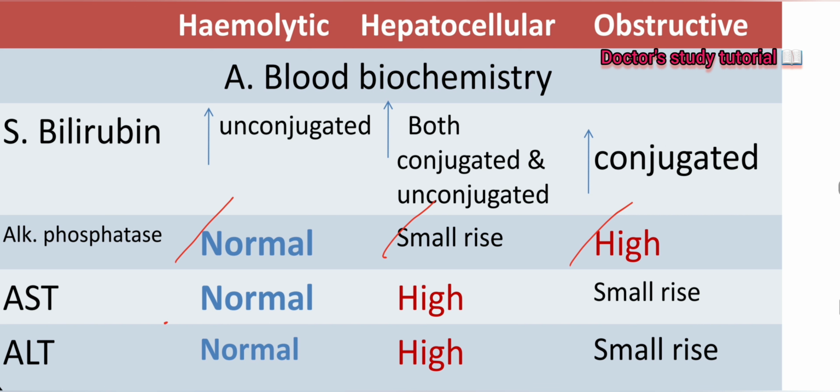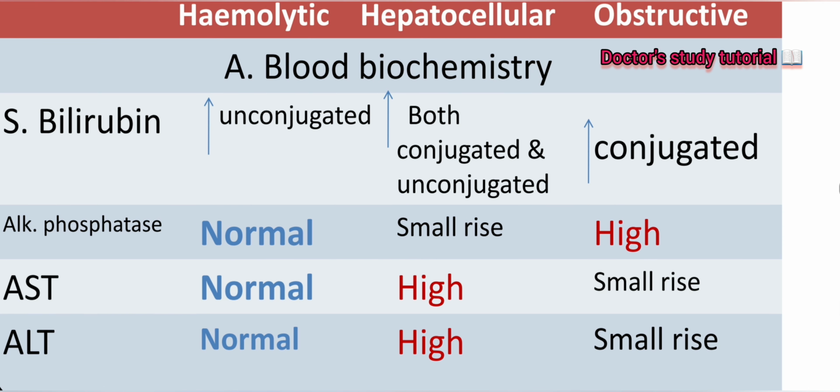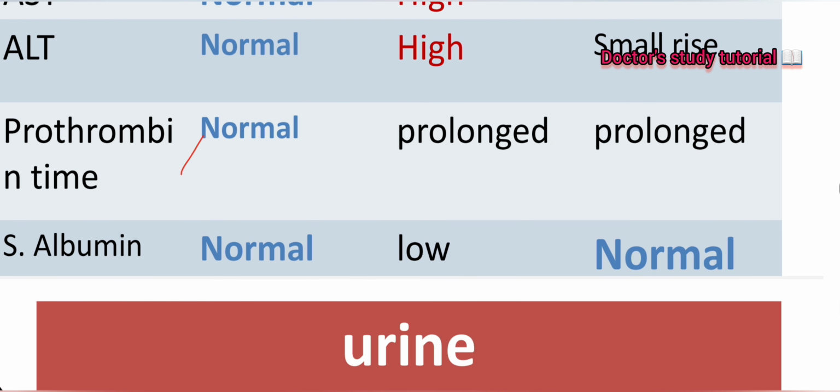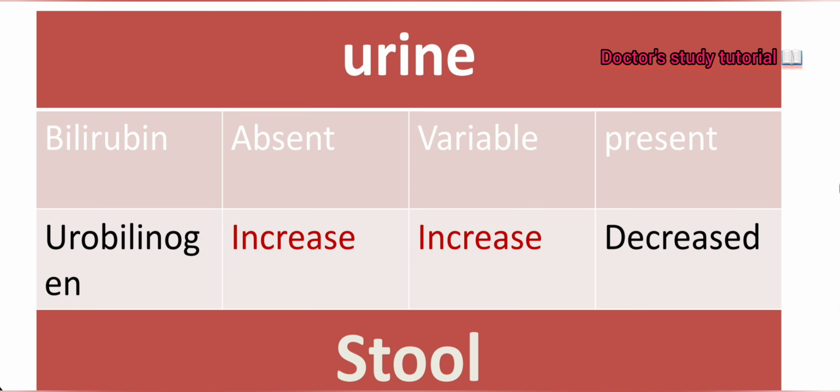AST is normal in hemolytic, high in hepatocellular, and small rise in obstructive. ALT is normal in hemolytic, high in hepatocellular, small rise in obstructive. Prothrombin time normal in hemolytic, prolonged in hepatocellular, and prolonged in obstructive. Serum albumin normal in hemolytic, low in hepatocellular, and normal in obstructive.